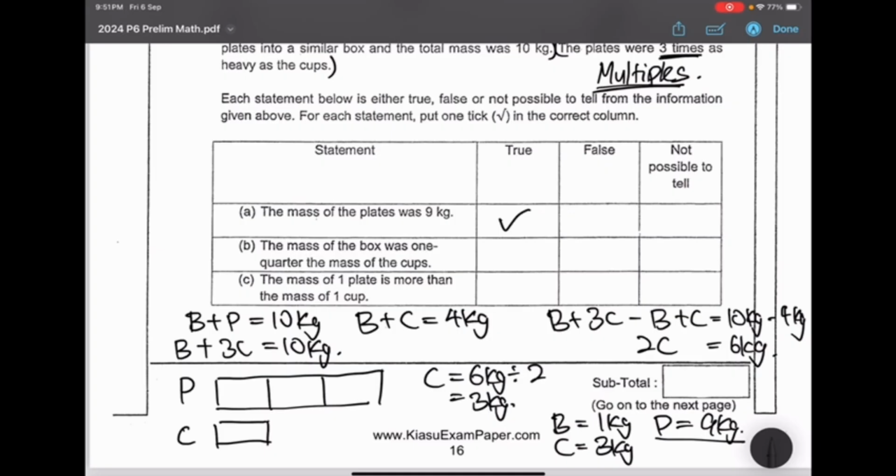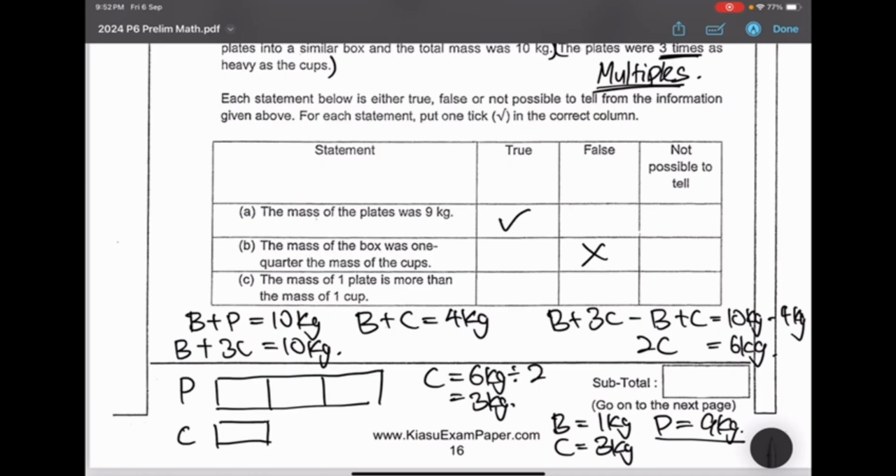The mass of the box was 1/4 the mass of the cups. Now, is that true? With the box being 1 kg and the cups being 3 kg, it is 1/3 the mass of the cups. So it is definitely not 1/4 the mass of the cups.